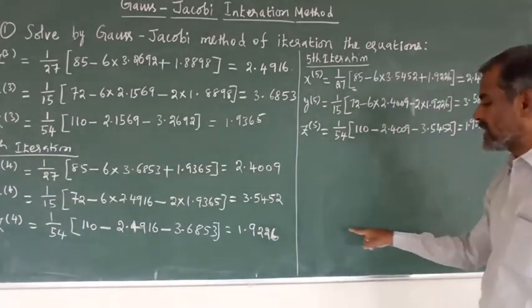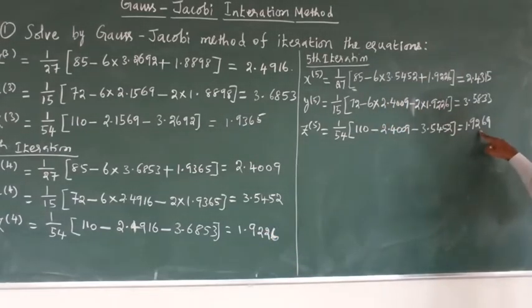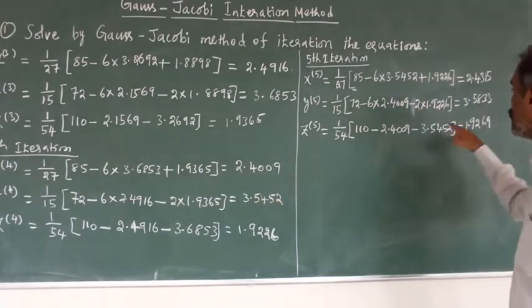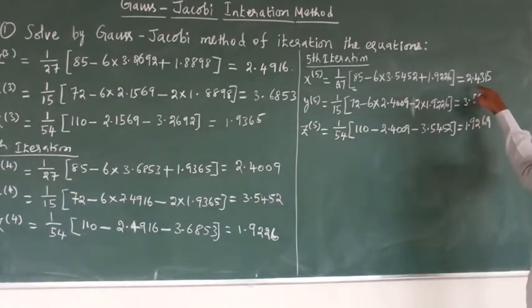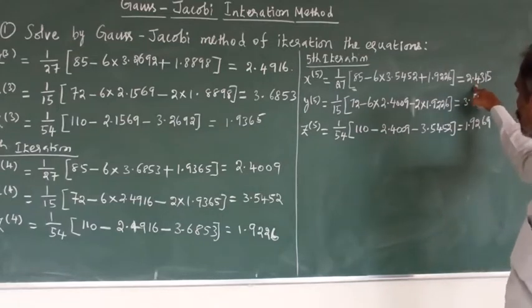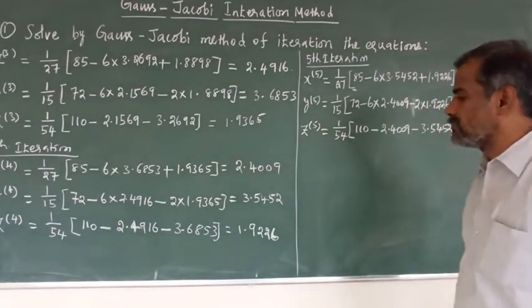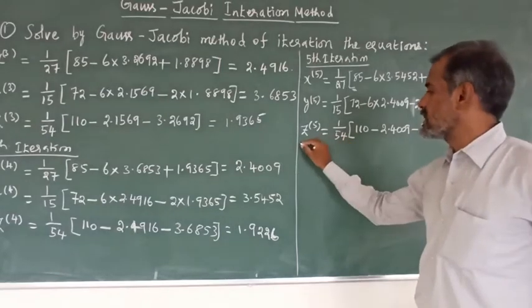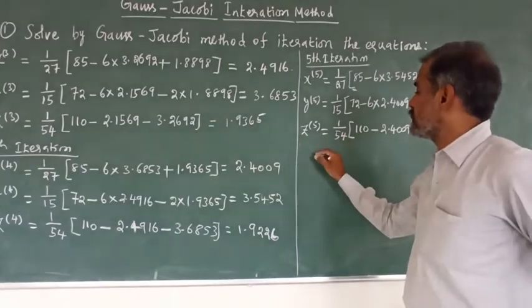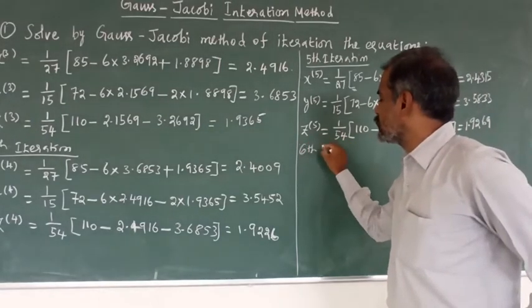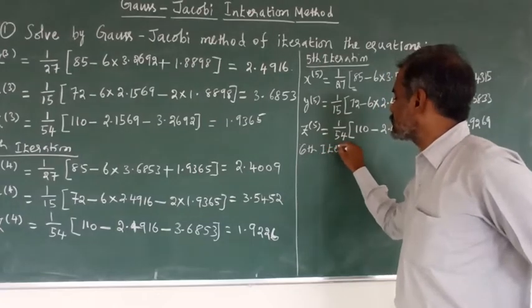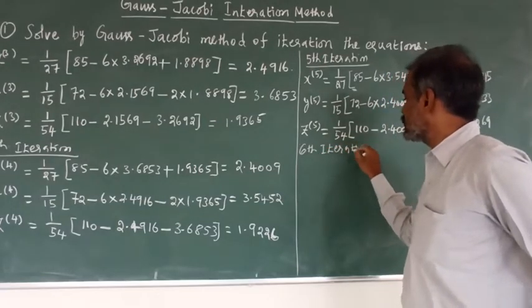Now to compare the fourth iteration result with the fifth: the z value 1.9226 versus 1.9269, the y value 3.5452 versus 3.5833, and the x value 2.43 versus 2.40. Both are not the same. Next, sixth iteration. We can continue the next iteration.